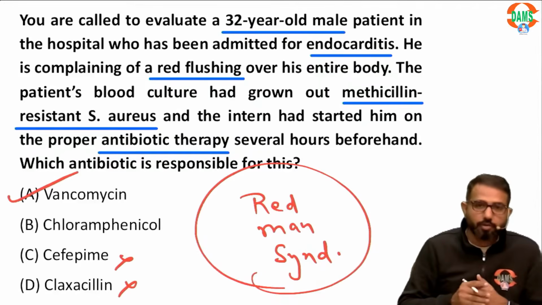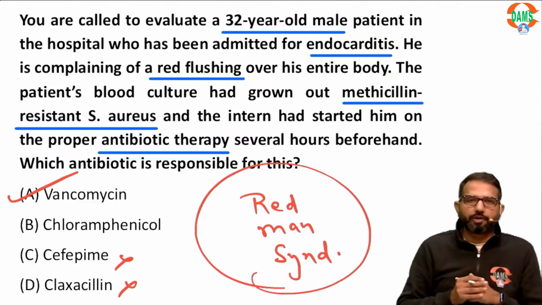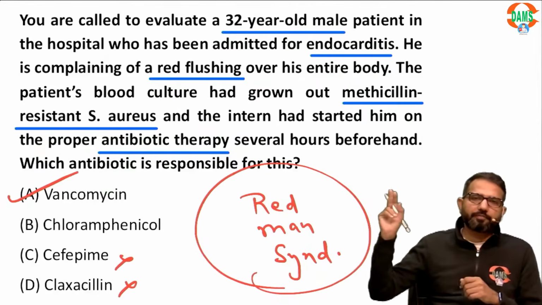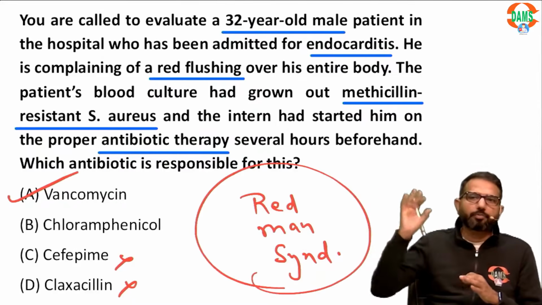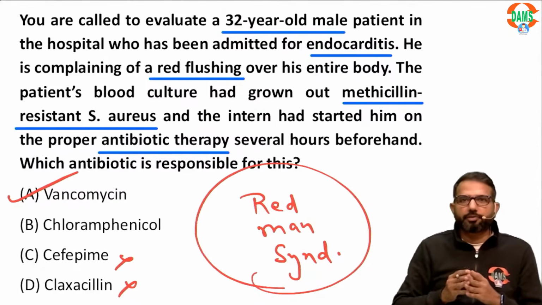It is vancomycin. What is the effect of chloramphenicol? Chloramphenicol causes grey baby syndrome. Vancomycin causes Redman syndrome. Very important question. Vancomycin, Redman syndrome, give it slow.